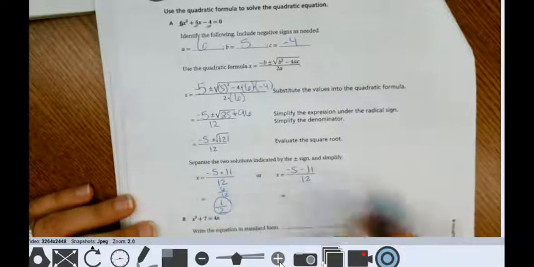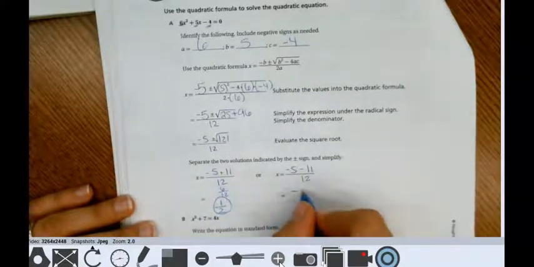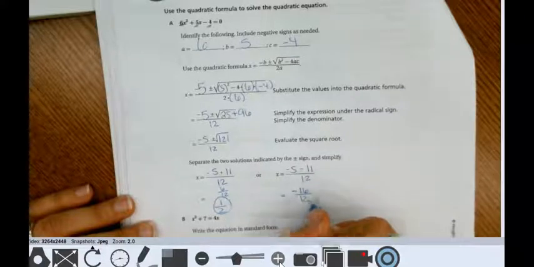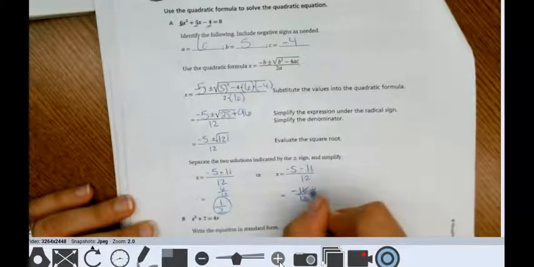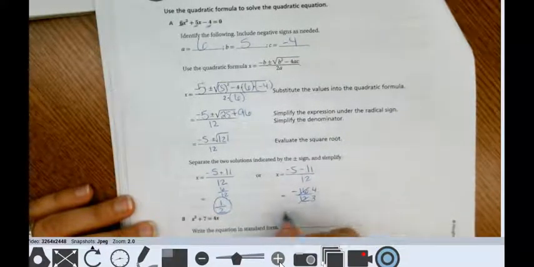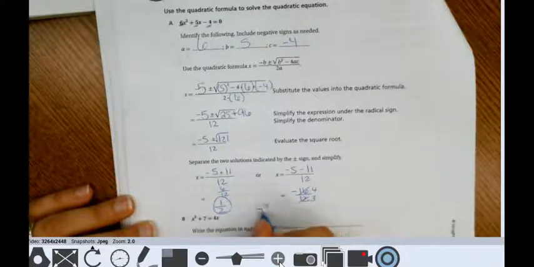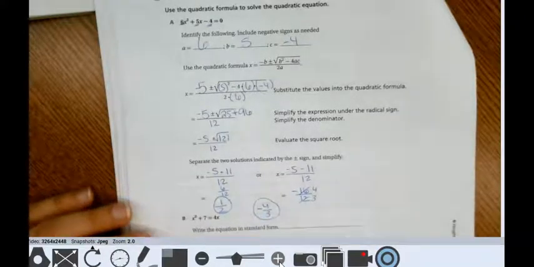Negative 5 minus 11 is negative 16 over 12, which 4 goes in there 4 times, 4 goes in there 3 times, negative 4/3. So those are your two solutions.